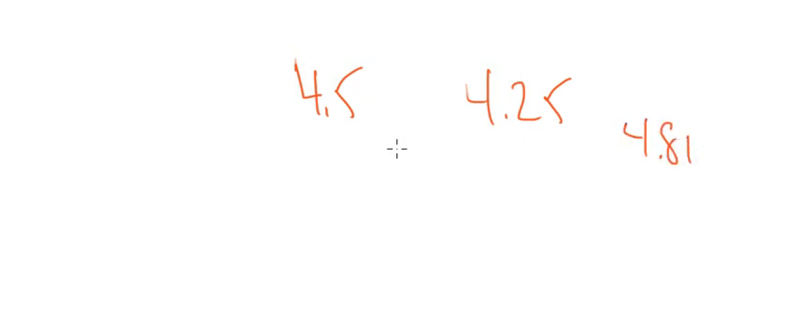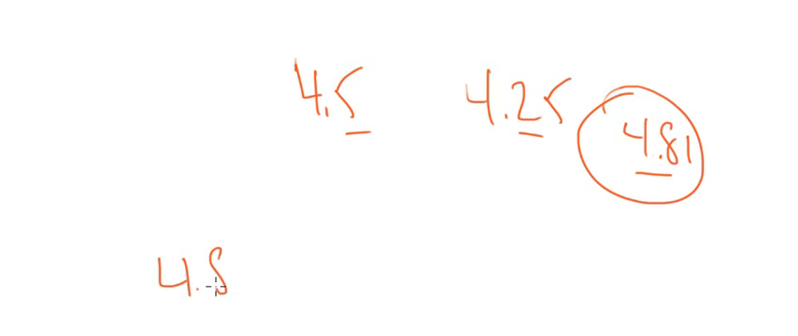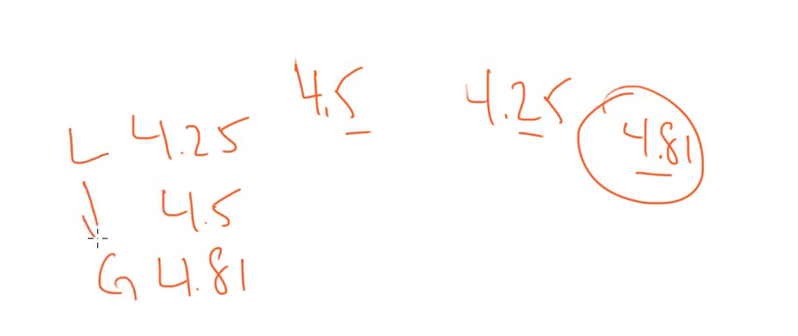Obviously, they all begin with 4, so they're all even up till now. The next number is a 5, a 2, or an 8. The 8 obviously is larger. And it wants us to put these in least to greatest. So the greatest is going to be 4.81. Next is 4.5 or 4.2, which is greater, 4.5. So that'll be here. And then 4.25 is obviously the least number. So this is least to greatest. That's how we do it. Okay with that? All right.